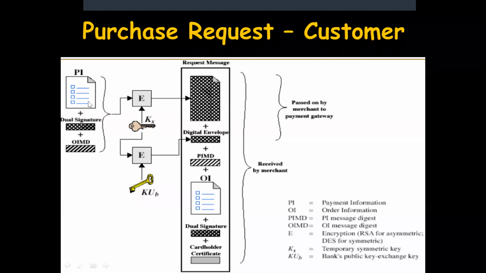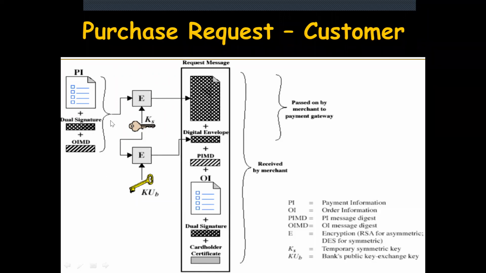Again, the bank is going to authenticate. How? It does the same thing as the merchant. After decryption, the bank gets the payment information in readable format, the dual signature, and OIMD. So the bank implements the hash algorithm. From the dual signature, the bank gets both keys, and OIMD is there. So PI plus OIMD are appended together, and the hash is implemented again.